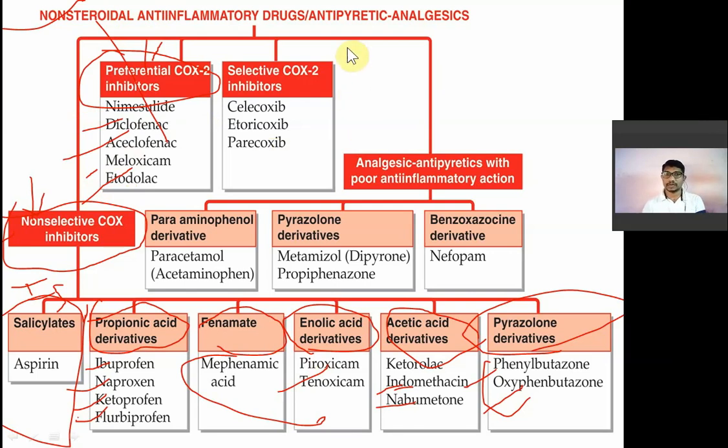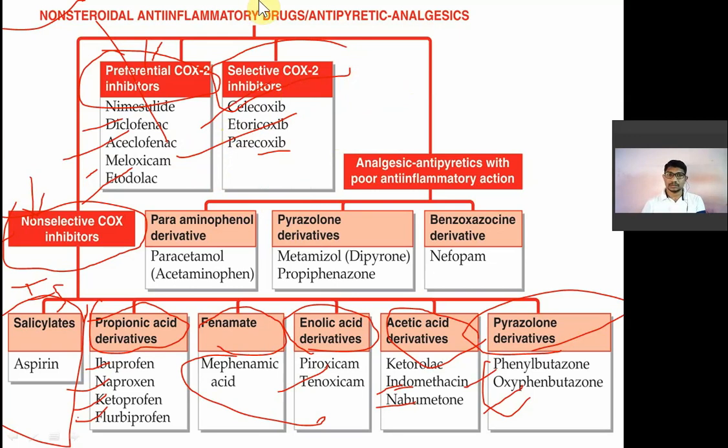Now selective COX2 inhibitors. They only inhibit the cyclooxygenase 2 enzyme. These are celecoxib, etoricoxib and parecoxib. So all the coxibs, you can see the suffix coxib. All these coxibs are nothing but the selective COX2 inhibitors. They are very good analgesic anti-inflammatory drugs. We will discuss it in our upcoming slides.